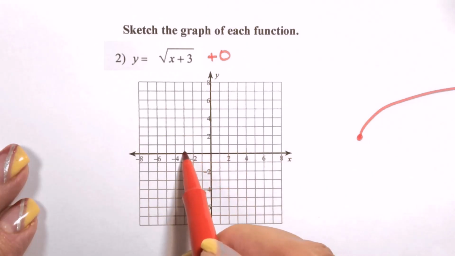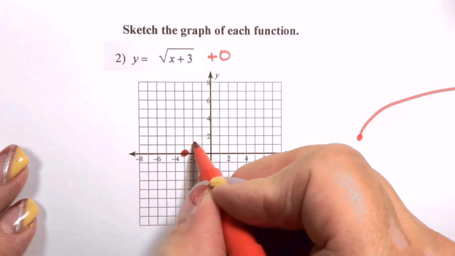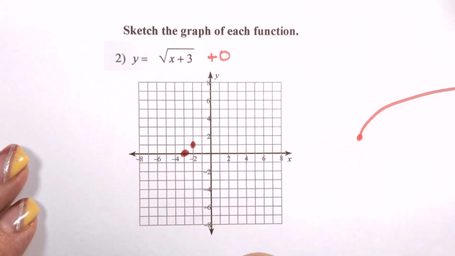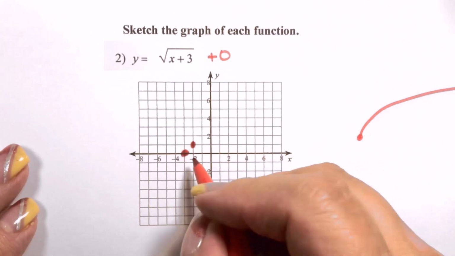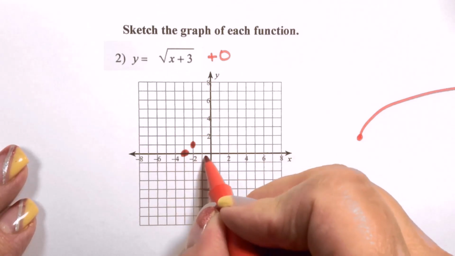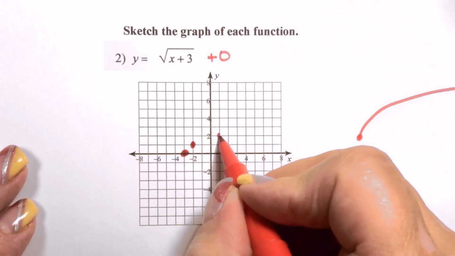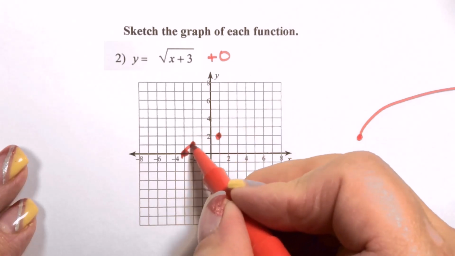1, 2, 3. So your starting point is here. You go over 1, the square root of 1 is 1. So the first point would be there. Then go to another perfect square, which would be 4. 1, 2, 3, 4. The square root of 4 is 2. So this would be right there. And that gives you an idea of the shape.